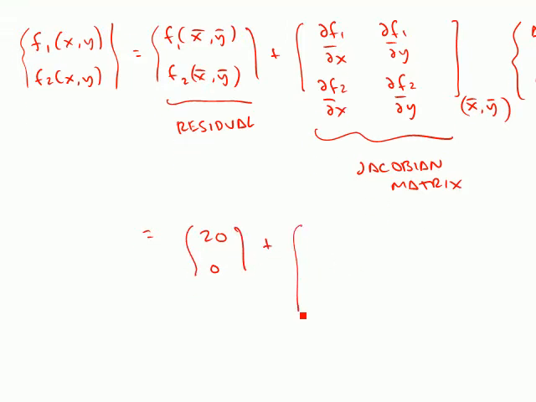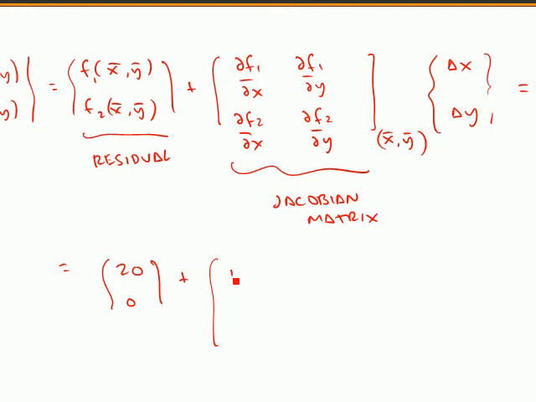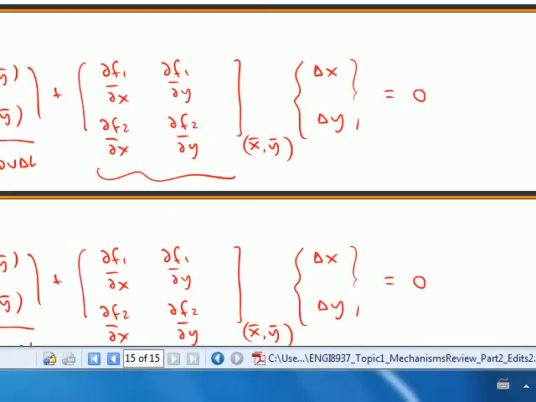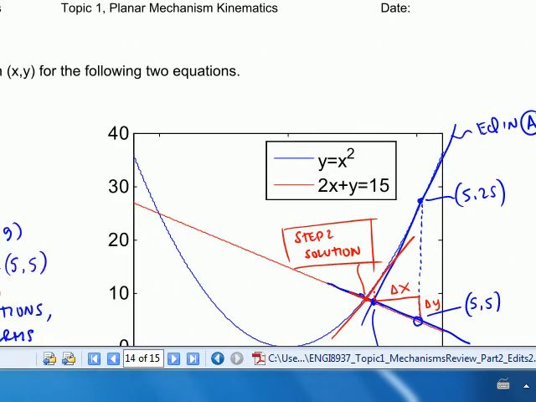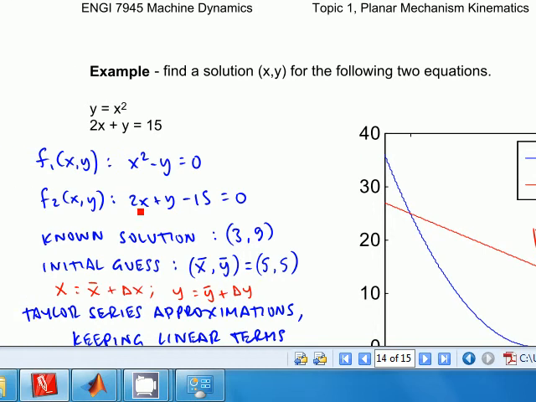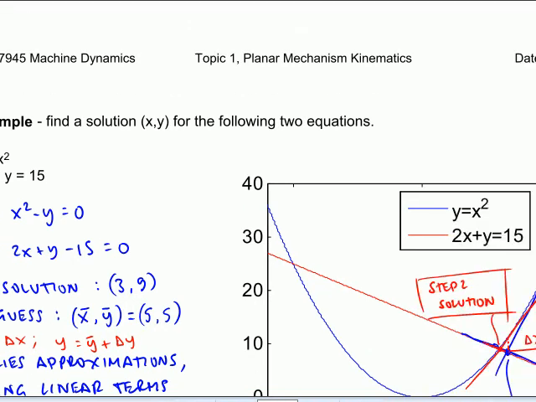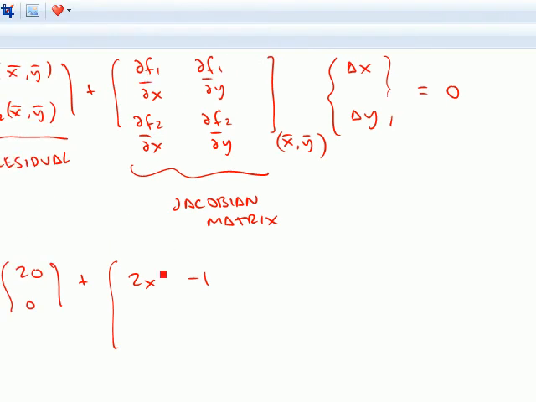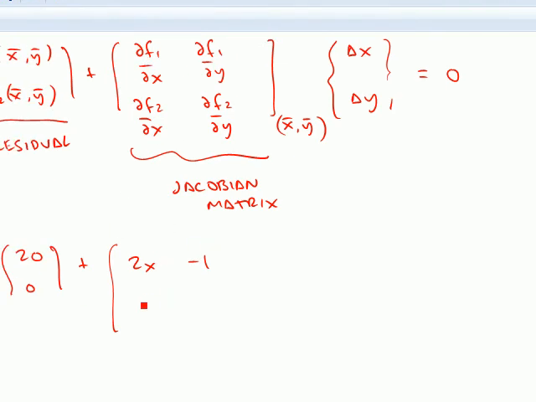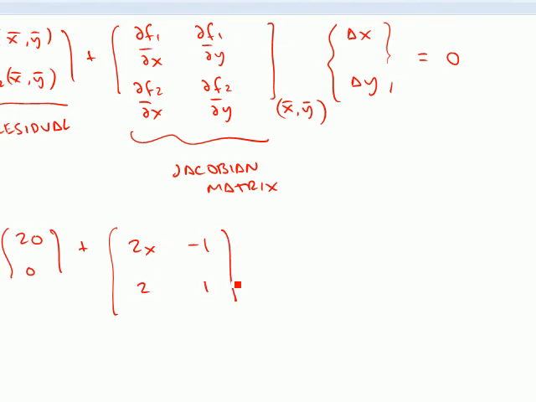My Jacobian matrix, at 5, 5, the slopes were, let's see, what were the slopes? The slopes were 2x and minus 1. And for the second function, the slopes were 2 and 1. Okay, so my Jacobian matrix is going to have 2x, minus 1, 2 and 1.